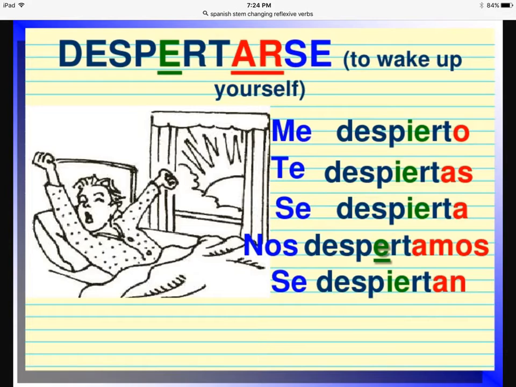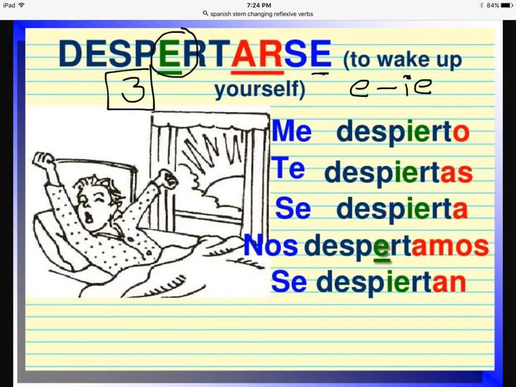Now, here's an example of a reflexive verb also being a stem changer. Despertarse is an E to IE stem change. The way you determine which vowel you're going to stem change is by counting from the back. I've been telling you it's 2 from the back, but if it's a reflexive verb, you actually have to do 3 from the back, because you're adding another vowel here. So 1, 2, 3 is going to give you this E.